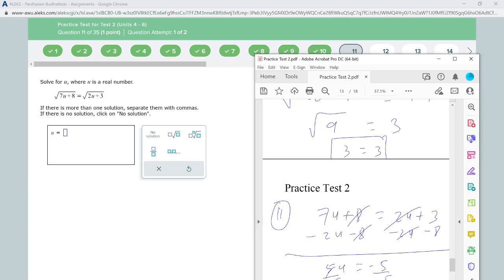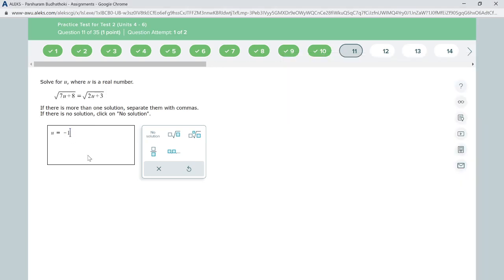So if we plug u equals negative 1 here, it would be negative 7 plus 8, which is positive 1, and negative 2 plus 3, which is also positive 1. So that's the right answer. I already checked it. You can do it manually on your paper.